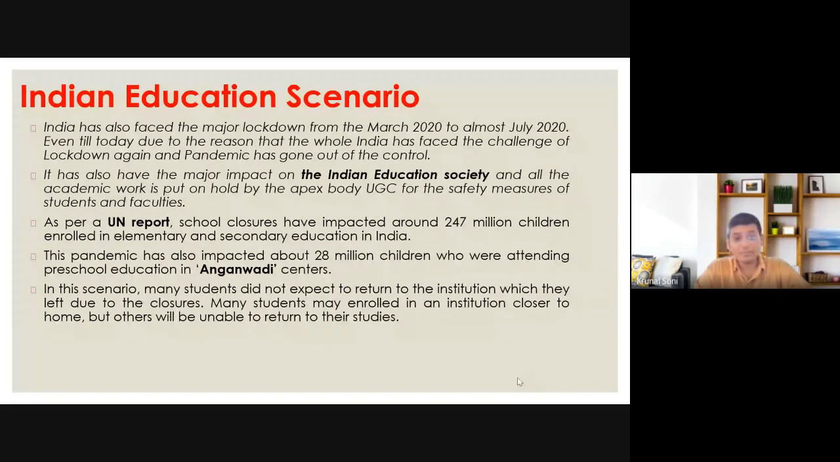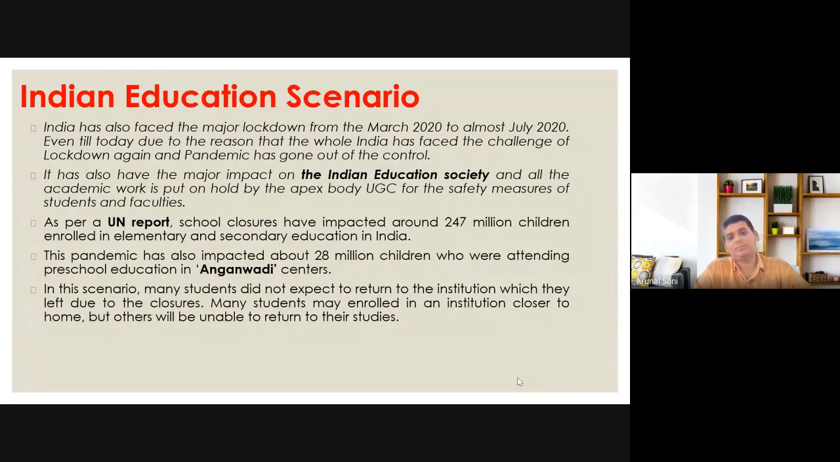The pandemic has also impacted about 28 million children who are attending preschool education in Anganwadi centers, right? So Anganwadi centers are run by the government for poor children at various cities across India. And out of that, 28 million children were affected due to COVID-19. So in this scenario, many students didn't expect to return to the institutions which they left due to the closures, right? Due to the shutdown, due to the lockdown, whatever loss has happened, we cannot recover it.